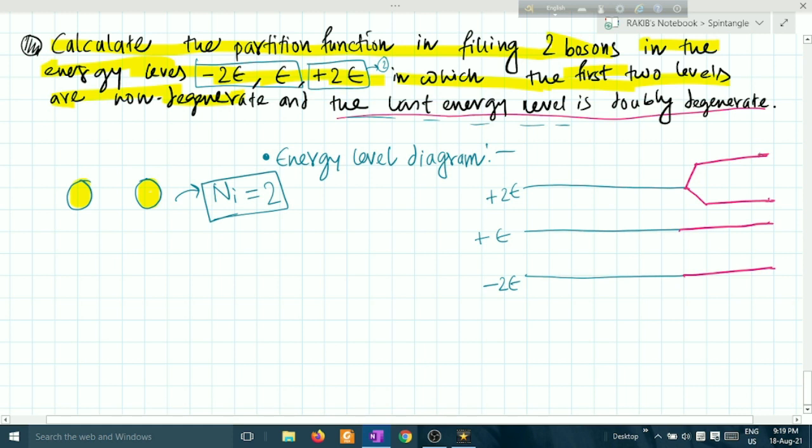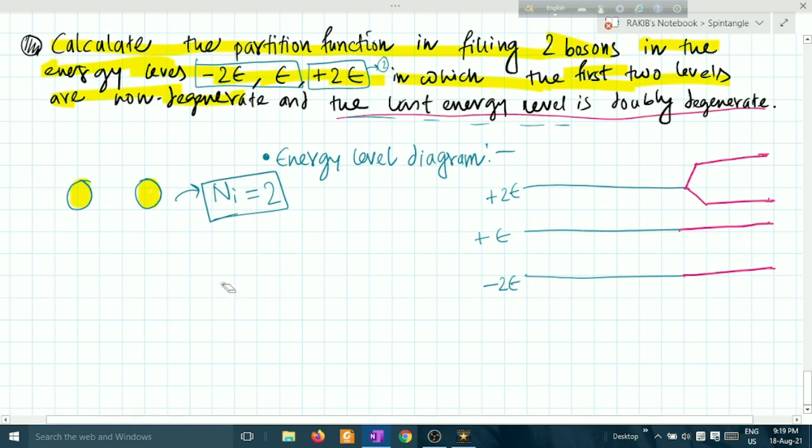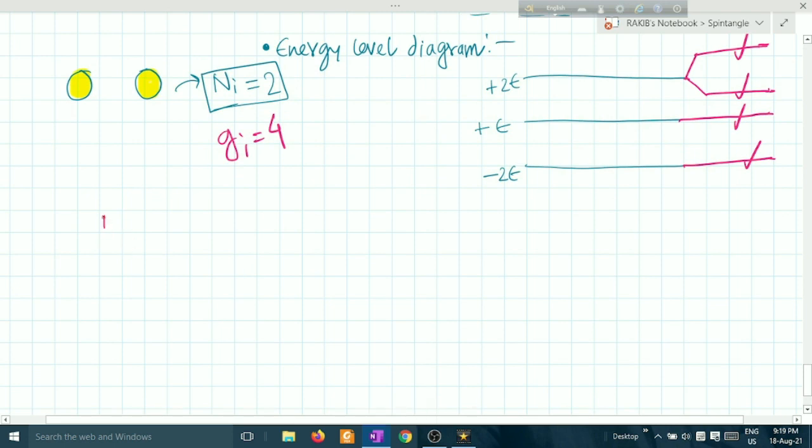Okay, so now how many chambers now we have? How many chambers? That means how many branches? This is a branch, this is a branch, this is a branch, this is a branch. You have 4 branches now. Okay, that means gi will be what? Gi will be 4. Okay, as these particles are bosons, therefore the number of ways will be what?